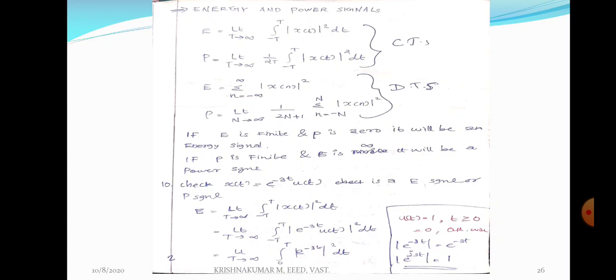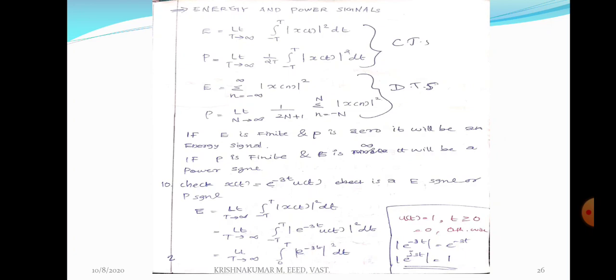One problem, check. x of t is equal to e raised to minus 3t u of t. Is it an energy signal or power signal? First of all, we got to understand that the given signal is a continuous time signal. Now we need to check whether the given signal is energy or power signal. x of t is equal to e raised to minus 3t u of t, with t there, so it is a continuous time signal. If it were x of n is equal to e raised to minus 3n u of n, definitely it would be a discrete time signal. So the given signal is a continuous time signal, no doubt about that, because t is there.